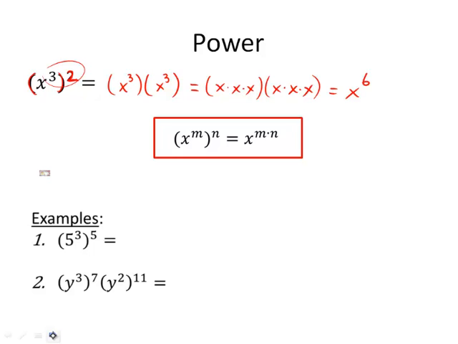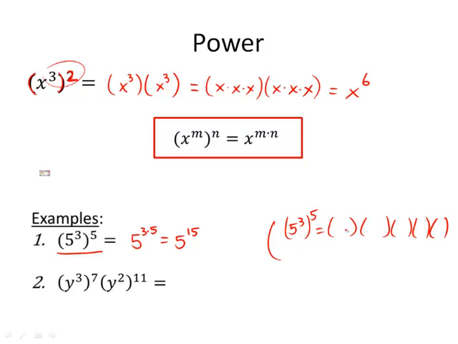Here are some examples of that. All you need to do here, now that you know the rule, is go 5 to the 3 times 5, which is 5 to the power of 15. If you really want to convince yourself, you can see that this is 5 to the 3 to the power of 5, meaning 5 groups of 3 5s in each one. And keep going, you'll see that's 5 times 3 5s altogether, 15 5s altogether.